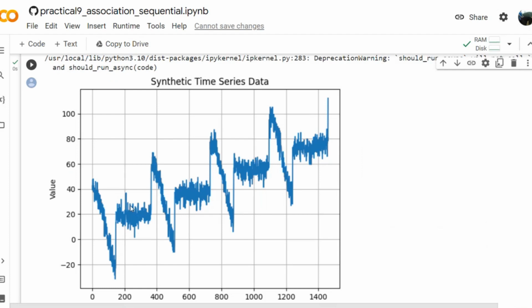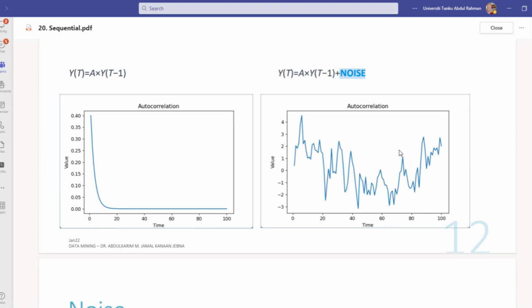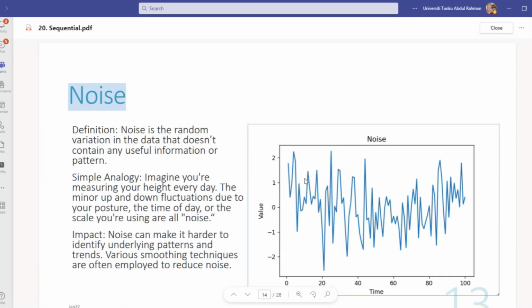So same here, we also have autocorrelation, where any value at a specific time has a relationship with its preceding or succeeding value. Any question? Now the last characteristic, noise. We know that noise is simply some random variation inside the data that doesn't contain any useful information. Noise can come from different sources, but noise will exist inside the data anyway.